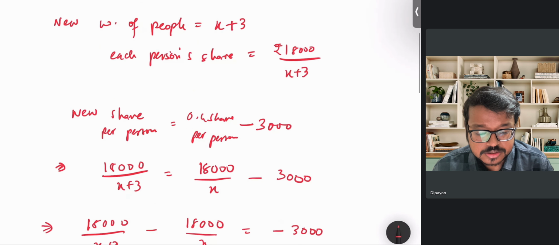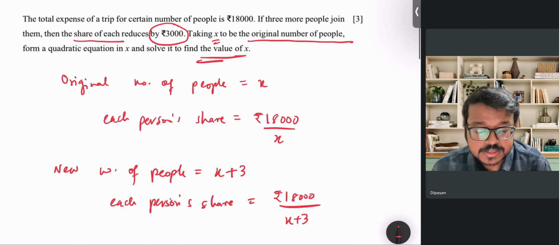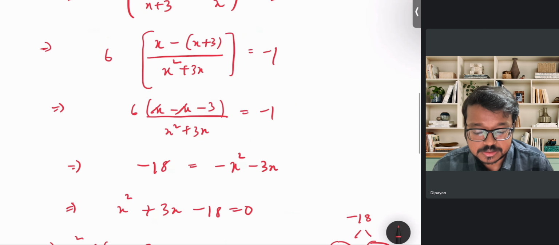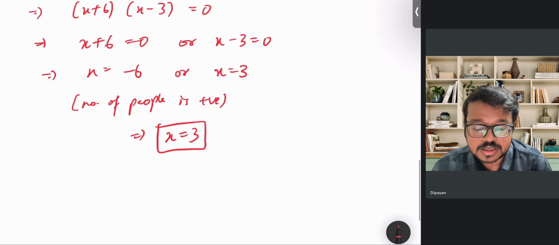And here they had asked us to find the value of x. Find the value of x, so we had 3 people. x equal to 3 is the given answer.